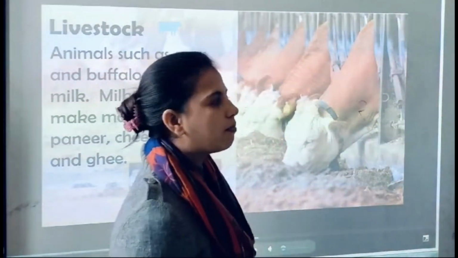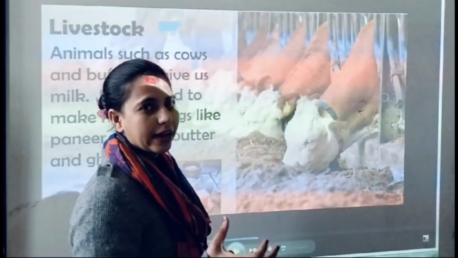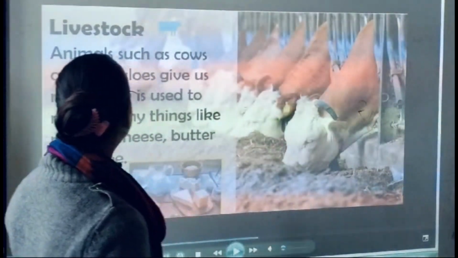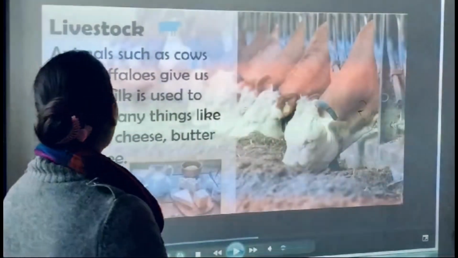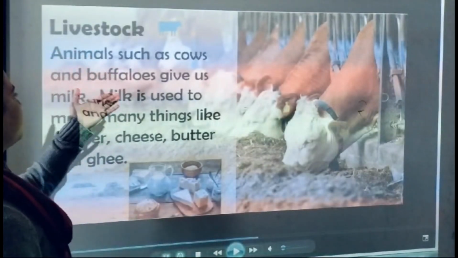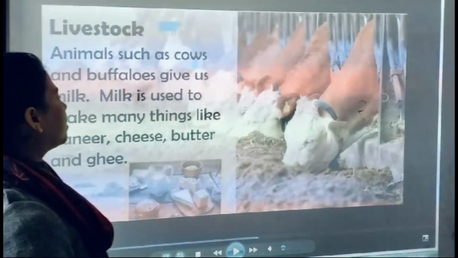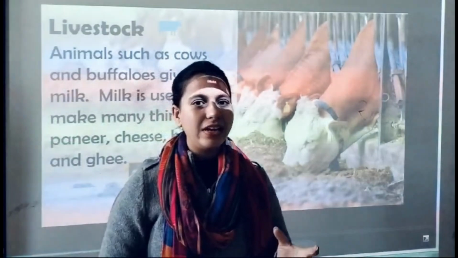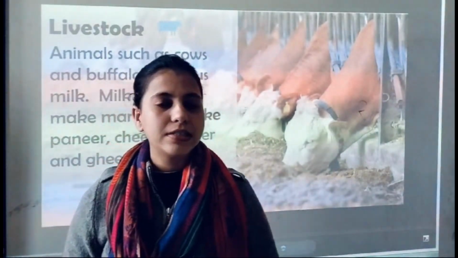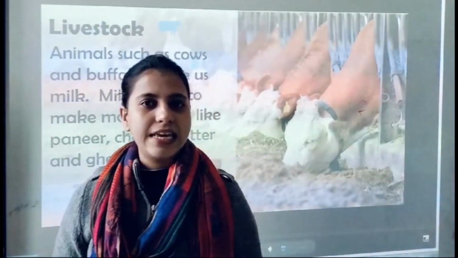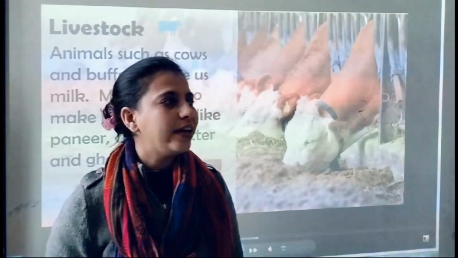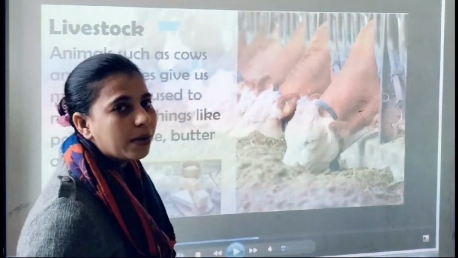We will talk about the first one, that is milch animals. Examples of milch animals are cows and buffaloes. Animals such as cows and buffaloes give us milk, and milk is used to make many things, like dairy products such as paneer, cheese, ghee, and butter also, right? This kind of animals are called milch animals.